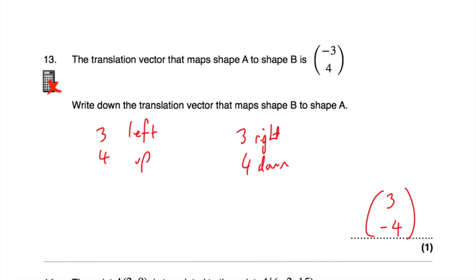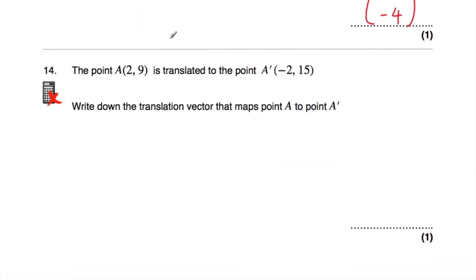Okay, let's look at our next question, question number 14. We've got the point A, which is 2, 9, is translated to the point -2, 15. And the question says, write down the translation vector that maps the point A to the point A dash. So how do we get from A to A dash?